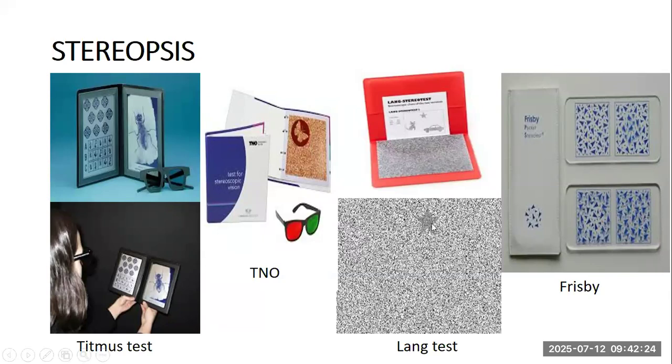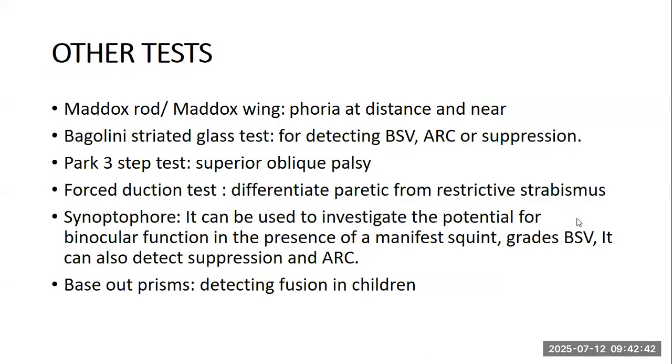So if the child is able to pick out the object in these random dots, you grade it from the chart, and then you have an idea of the child's stereo acuity. Then the Frisby test: there's a hidden circle in one of these. If the child is able to pick out the hidden circle, you'll be able to grade the child's stereopsis.